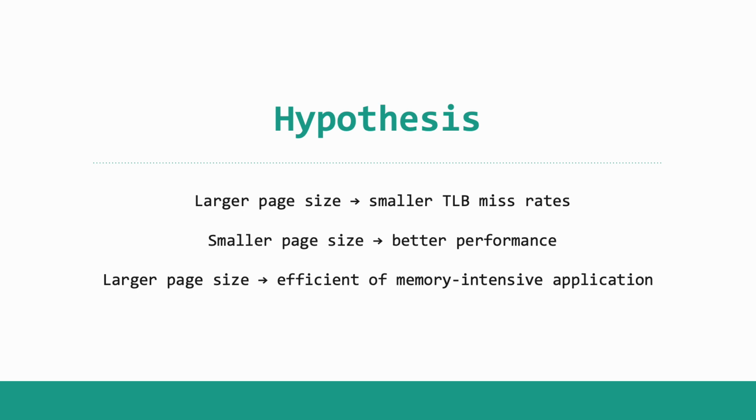With the information we got from the web servers, I started from the hypothesis. I made three of them. The first one is that if we have a larger page size, maybe the TLB miss rate will be smaller. We don't know. Okay, if we have a smaller page size, is there any better performance on the system? The last one is that if we have a larger page size, will the memory-intensive application efficiency increase or decrease? Maybe it's application based.